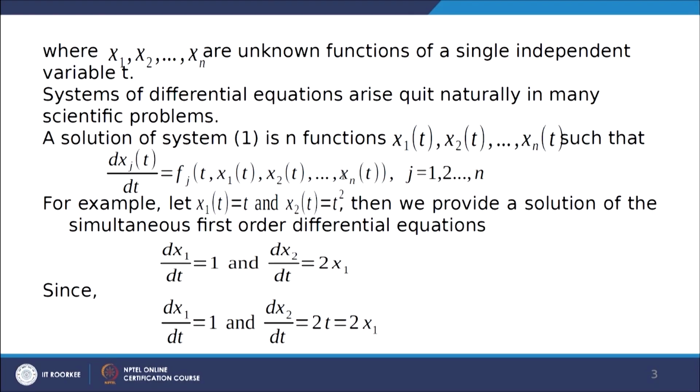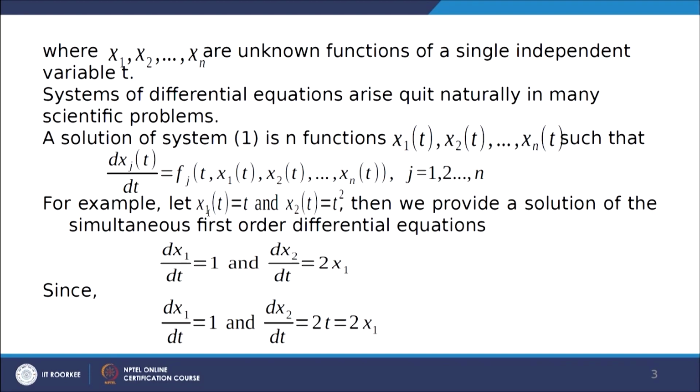Now, for example, let us consider x1(t) equal to t and x2(t) equal to t square. Then these two functions provide us a solution of the simultaneous first order differential equations dx1 by dt equal to 1 and dx2 by dt equal to 2x1. We have a system of two differential equations of first order. So, if you take x1(t) equal to t and x2(t) equal to t square, we can show that these two functions satisfy this system of differential equations.